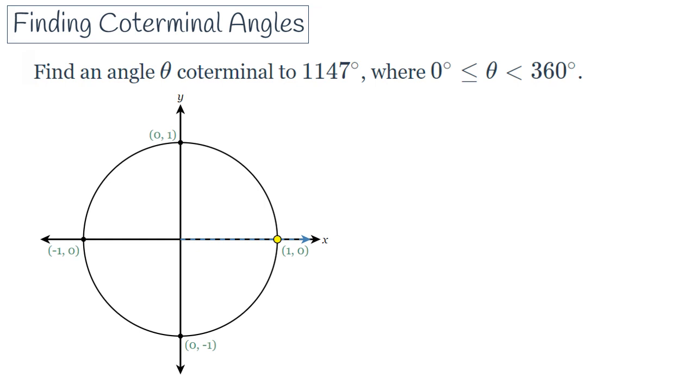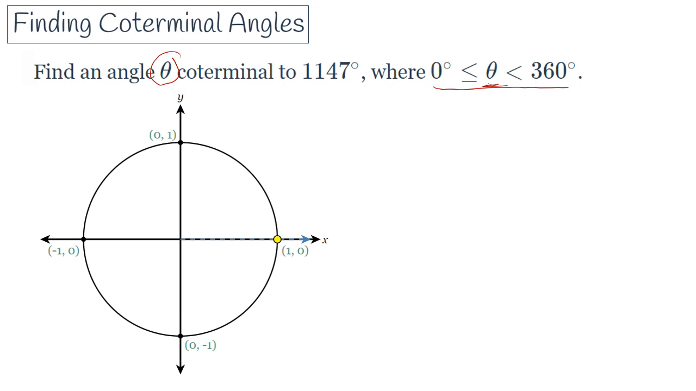So the first one is coterminal. It says find an angle, and the way you pronounce this symbol right here is theta. That's a Greek symbol, theta. We usually use that to represent an angle. So find an angle theta coterminal to 1,147 degrees. What this is saying is theta, our angle, should be between 0 and 360 degrees. So that's important. It can be equal to 0, but it has to be less than 360 degrees. It can't be equal to 360.